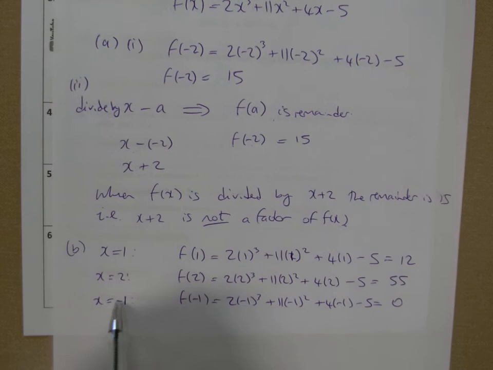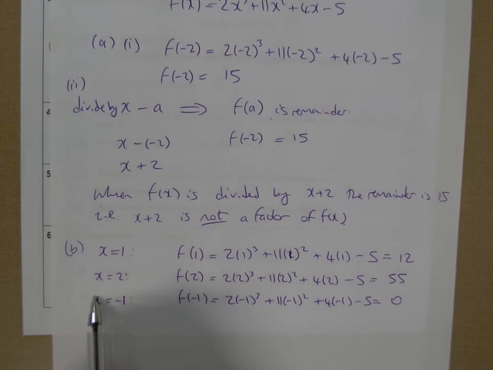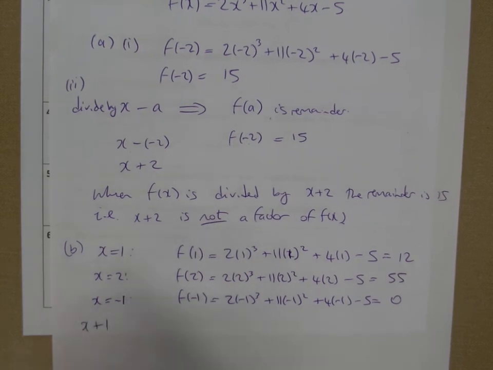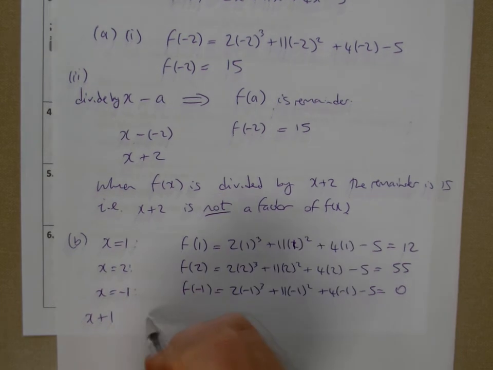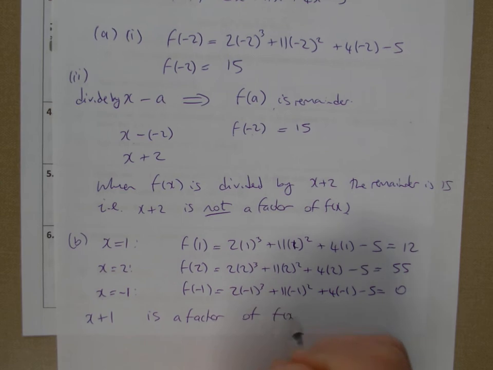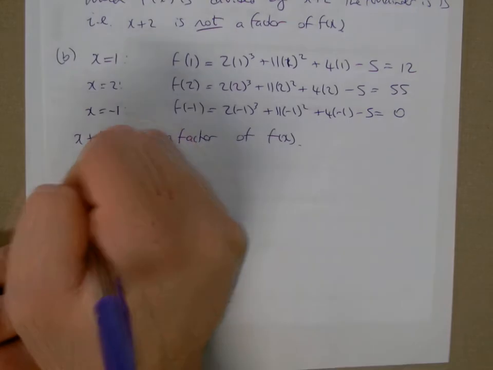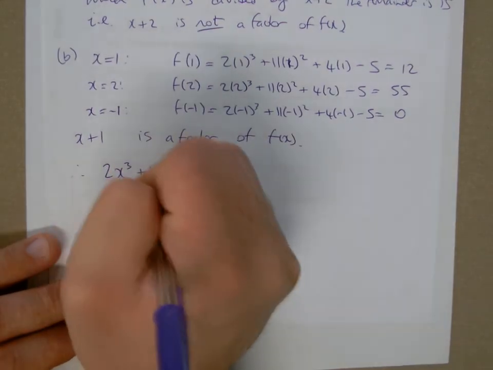Another way of thinking about it is when x is minus 1, take that minus 1 over the other side, so it becomes x plus 1. You kind of get it there. So x plus 1 is a factor of f of x. All right? So then, let's factorize it fully.